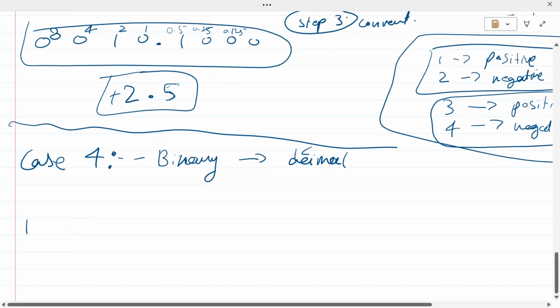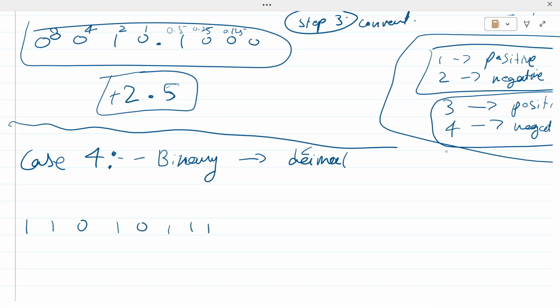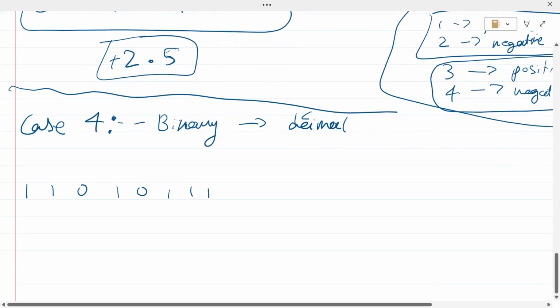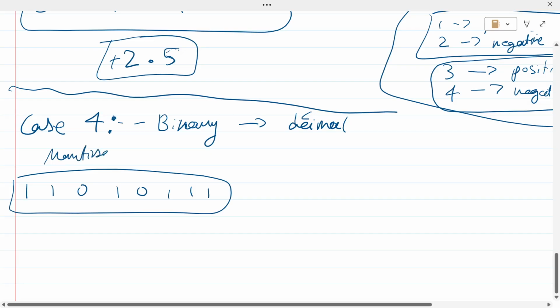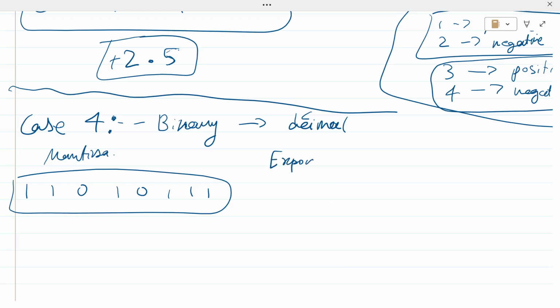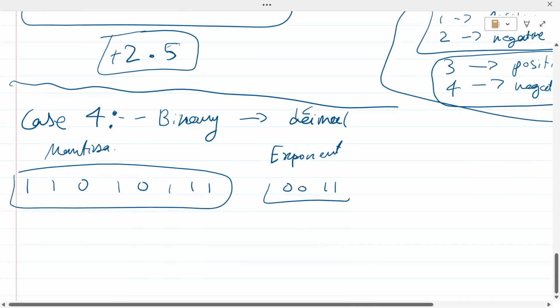And then you just write, let's say, 1 0 1 0 1 1 1. I'm just going to make it the exact opposite of this, right? I'm just going to use a random one, random from my brain. This is the mantissa that we have been given, right? And then the exponent, let's not change the exponent. We're going to keep the exponent the same. It's going to be 0 0 1 1, right?